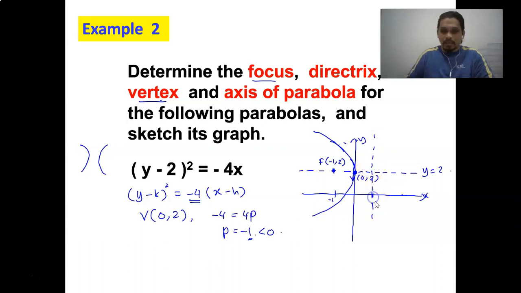And this is the value of x equal to 1. So the directrix line here is x equal to 1, the vertex here is (0, 2), the focus is (negative 1, 2), and the directrix line is x equal to 1.